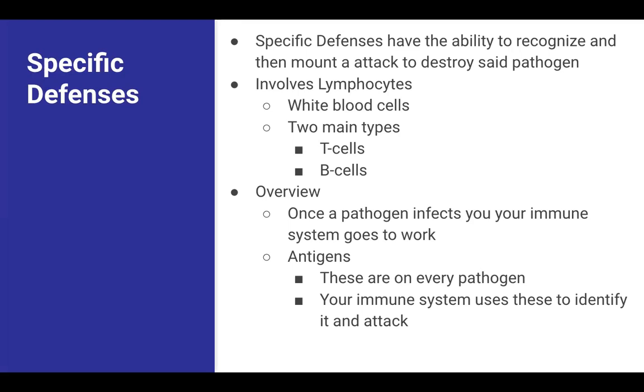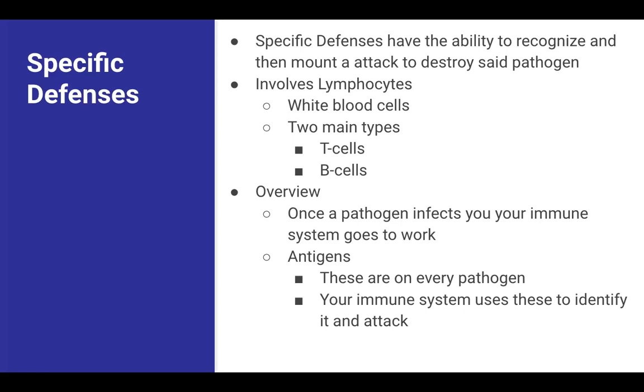Your T cells are either the killer cells, or they're our helper T cells, which actually activate our immune system. So an overview of this is that when our pathogen actually gets into our body, this is when the immune system goes to work. The first thing that happens is, again, all pathogens have proteins on them, and we call these proteins antigens.